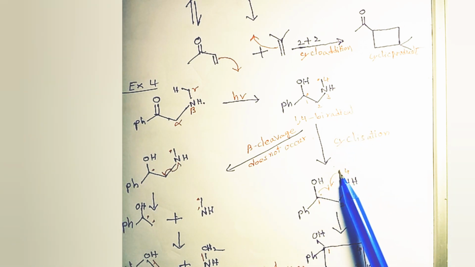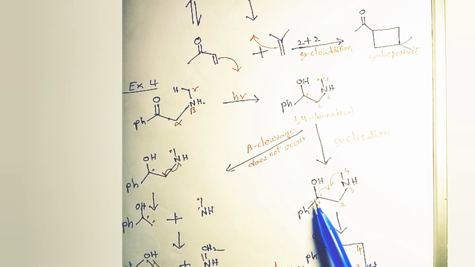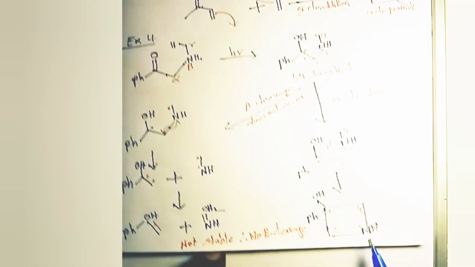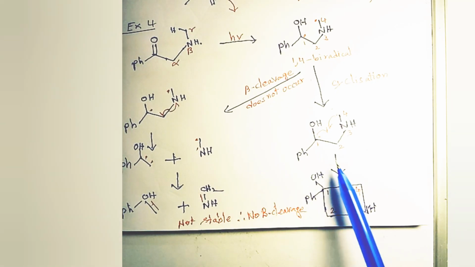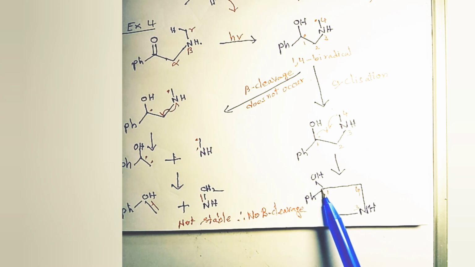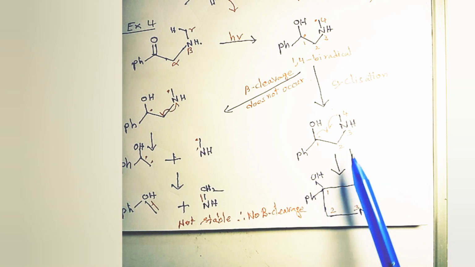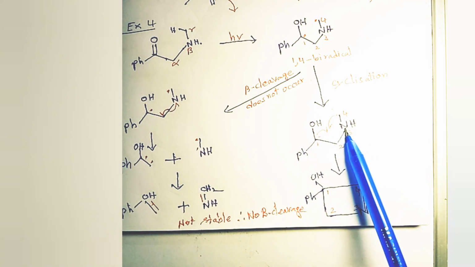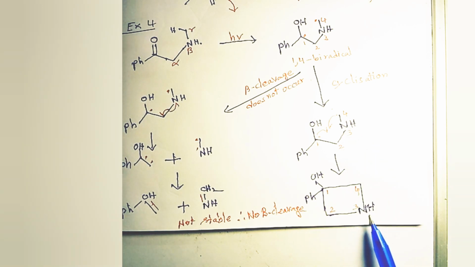This radical on the fourth carbon and the radical on the first carbon will join together to form a cyclic product. So on the first carbon we have OH and Ph, so we write OH and Ph on the first carbon. In third place we have NH instead of carbon, so we will write NH. So this is the cyclic product.